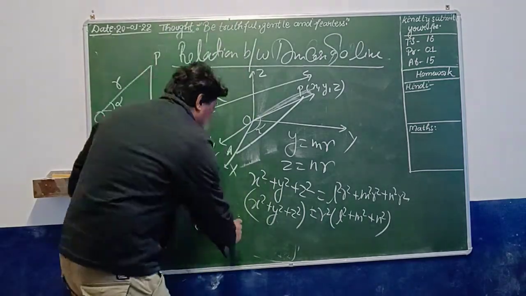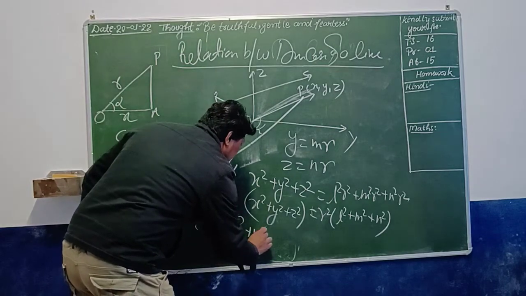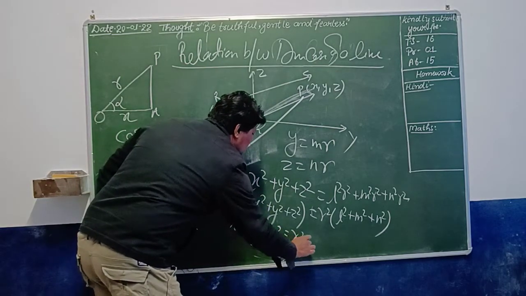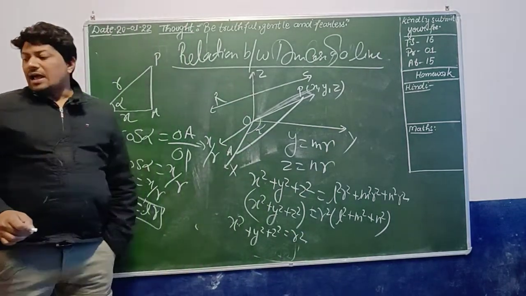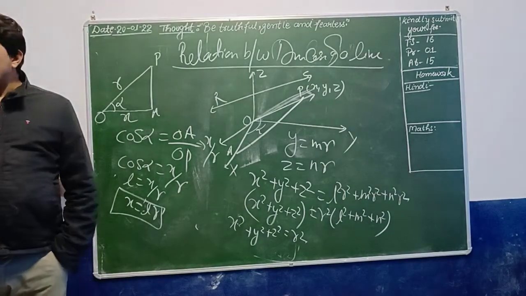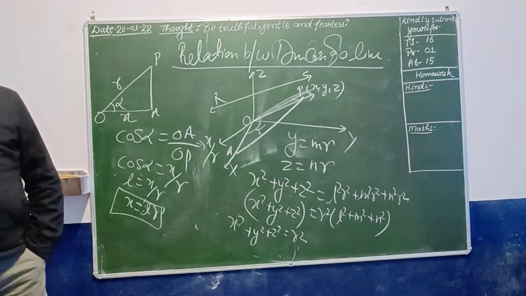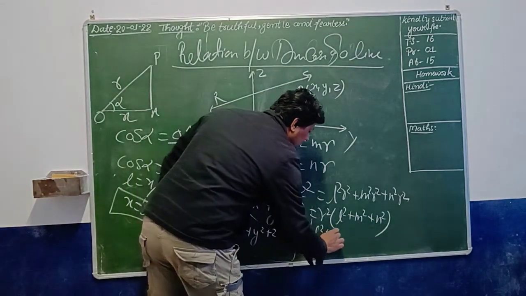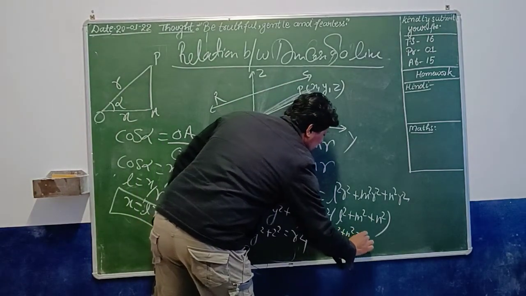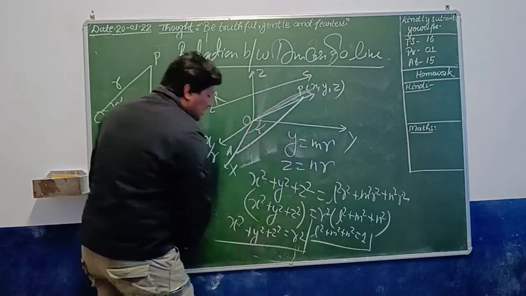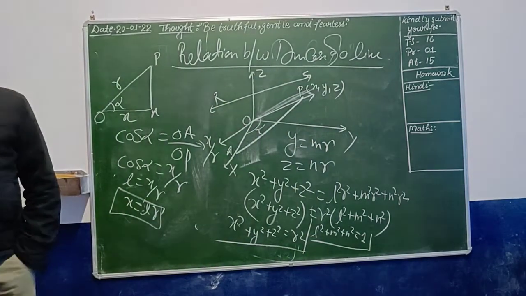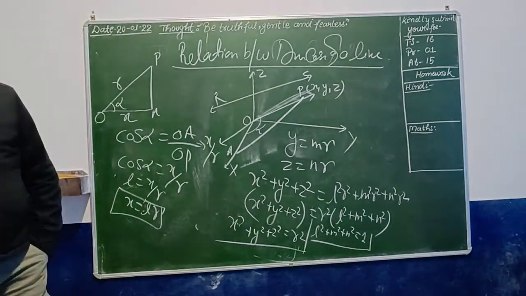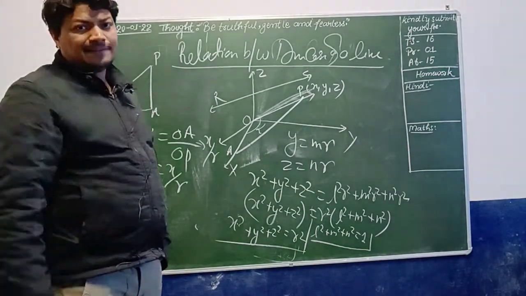So what we have is x square plus y square plus z square equal to r square, and l square plus m square plus n square equal to 1. Let's write it: l square plus m square plus n square equal to 1. This is the relation between the direction cosines of a line. Any doubt?